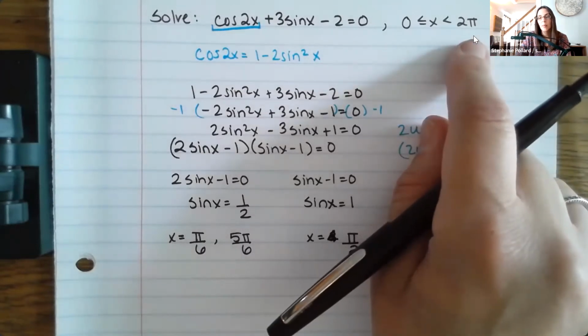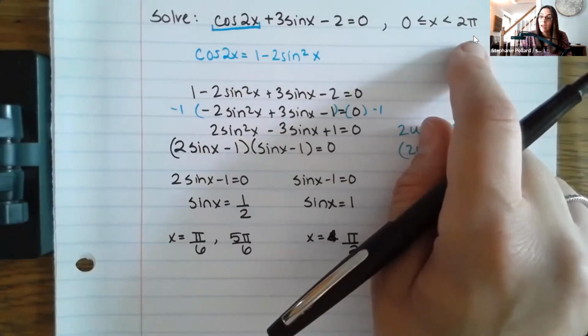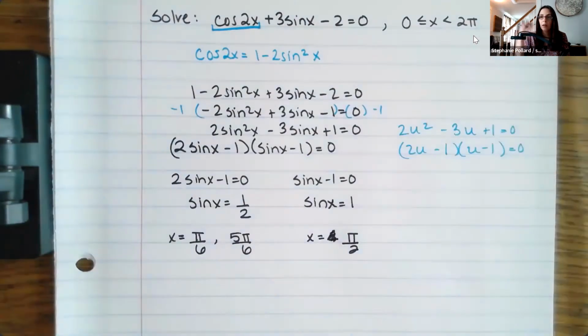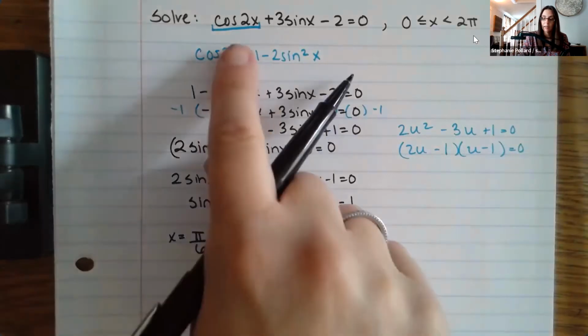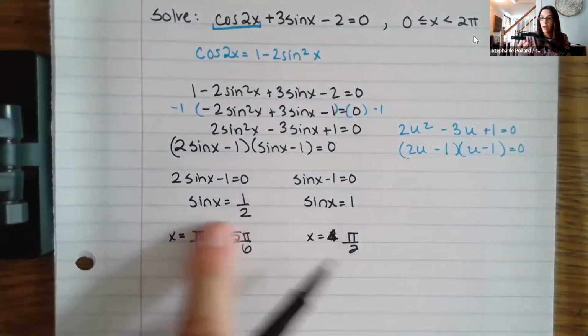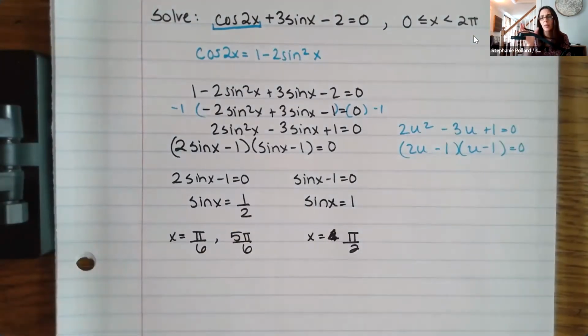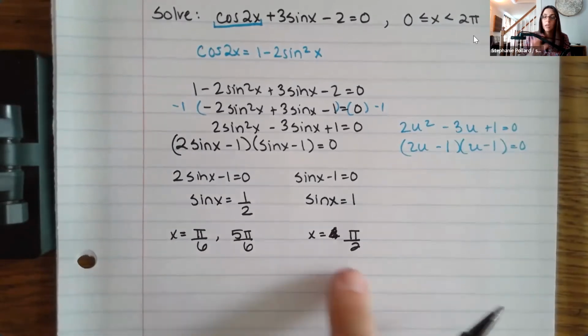So just like with the last example, I won't write it out, but if you don't have the restriction, remember you're adding in the period. So plus, in this case, 2 pi n, since sine has period 2 pi. But because we're only within the first period, these are all my answers. So we are done.